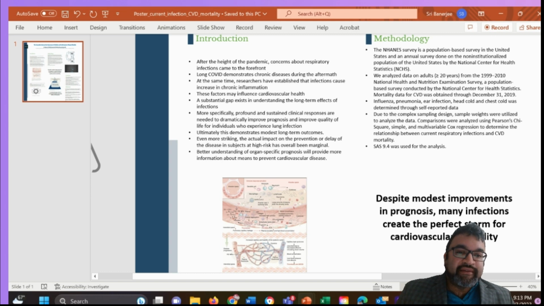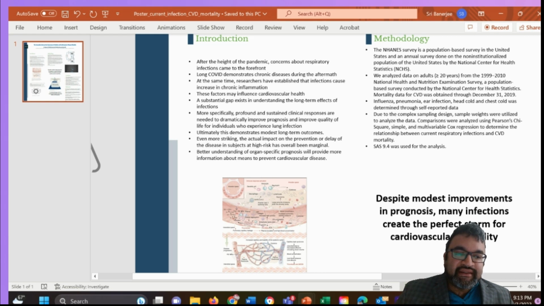We also looked at specific respiratory conditions such as influenza, pneumonia, ear infection, head cold, and chest cold. This was all from self-reported data, and this was all conducted from the National Health and Nutrition Examination Survey. Individuals that were 20 years or older were included in the study.